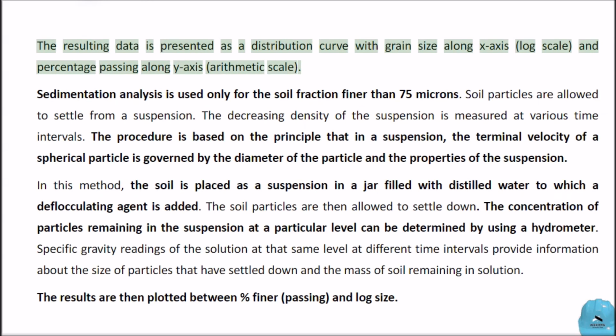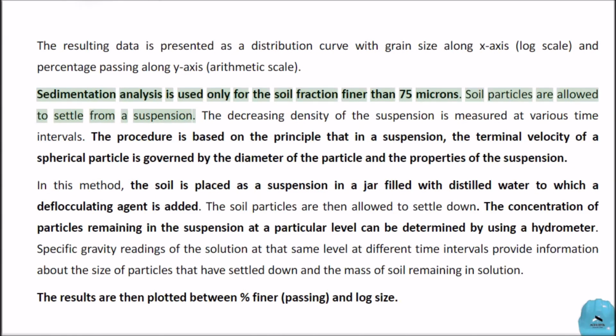The resulting data is presented as a distribution curve with grain size along the x-axis, log scale, and percentage passing along the y-axis, arithmetic scale.